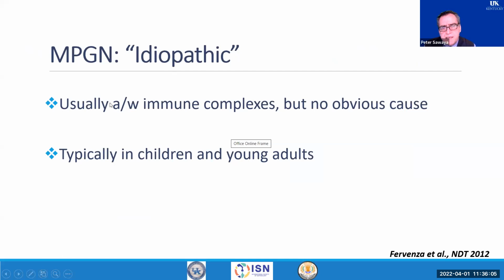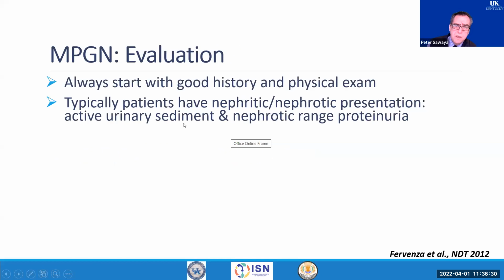So idiopathic, okay, usually, as I said, with immune complex, but no obvious cause. And usually it's a young kid. I mean, somebody 15 years old coming in with nephrotic proteinuria, hematuria, hypertension, low complement level. This guy has nothing, no lupus, no hepatitis, nothing. He's a kid, he's 15 years old. You find nothing in them. And they end up being in this idiopathic category.